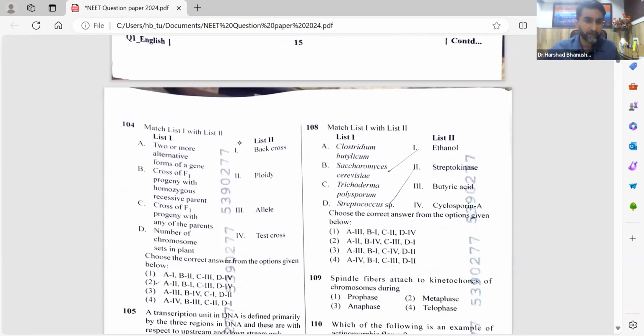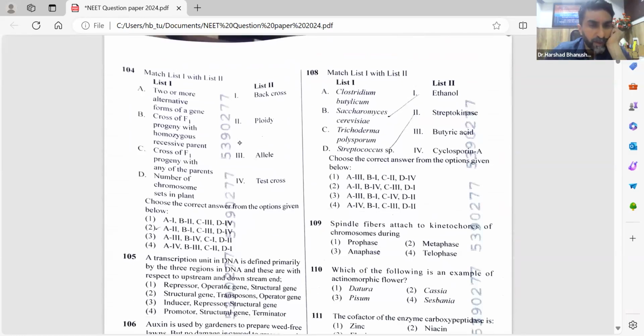We go to the next one. Again, it is a match the column. When 2 or more alternative forms of genes exist, that is an allele. So it will be A3. Now, if you see, there's only one option with A3 there, which is option number 3. So answer in this case automatically becomes option 3.